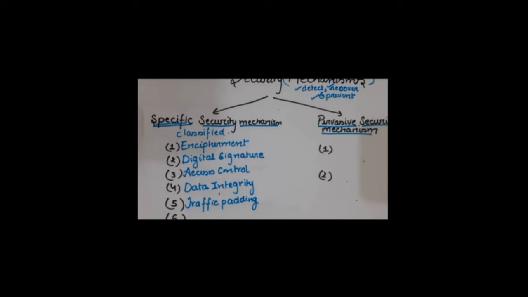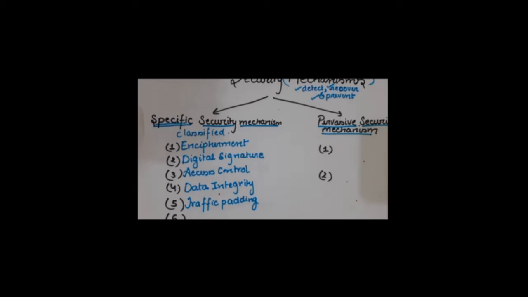Now, all of us know that when we send a message, it is not sent completely at one go. It is sent by making packets. Different data packets are made of that individual message and then sent. So, traffic padding is basically padding or inserting bits between the two data streams just to frustrate the traffic analyzers.